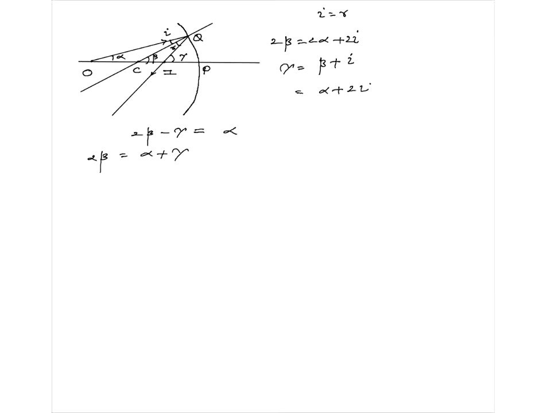So that approximation we are making: for beta, arc PQ upon radius CP. For alpha it will be arc PQ upon radius OP. This is approximated. Gamma, arc PQ upon radius IP, also approximated. Right side is approximated, left side is accurate. Putting approximation sign, cancelling PQ, 2 by CP equal to 1 upon OP plus 1 upon IP.